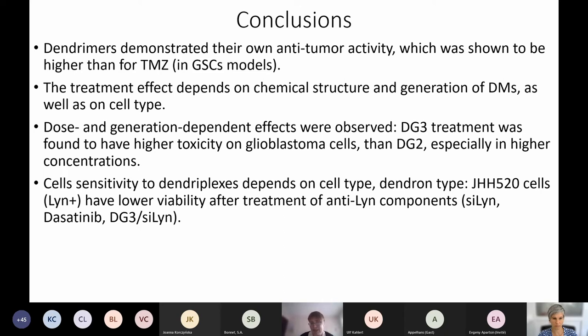So to summarize this data, we can say that in our opinion, this dendron-based approach showed really promising results and could be studied further to prove its efficacy in some particular cases of tumors as a lone drug or as a component of combination therapy as well.